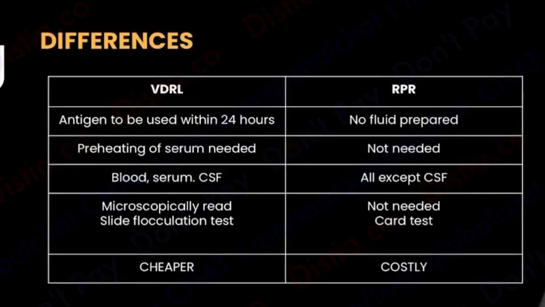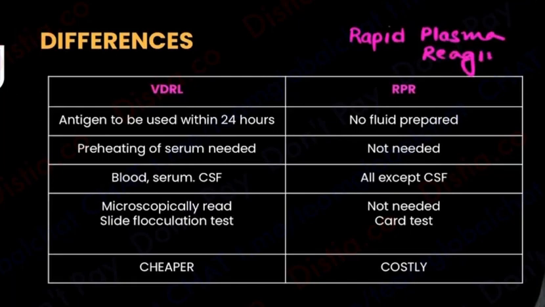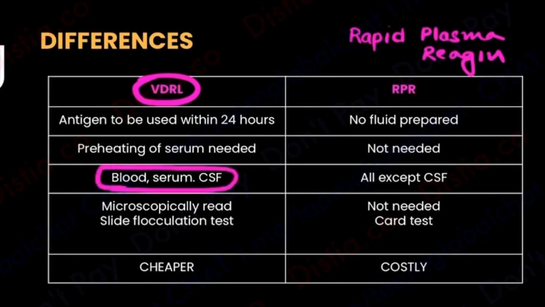So now you will say that VDRL has a lot of issues. So can you compare it with the next method, and that is RPR. What is RPR? RPR is rapid plasma reagent. So now whatever you studied for VDRL, let's do the opposite. Tell me, in VDRL, what all samples could you take? Any sample of your choice. VDRL, you could take blood, you could take CSF. RPR has a problem, all except CSF can be taken. So tell me, which of these will you use for the diagnosis of neurosyphilis?